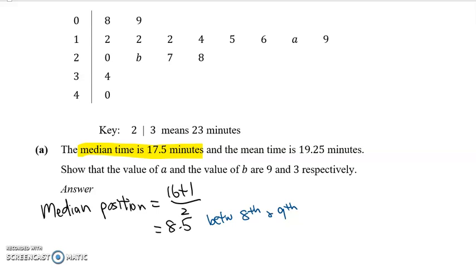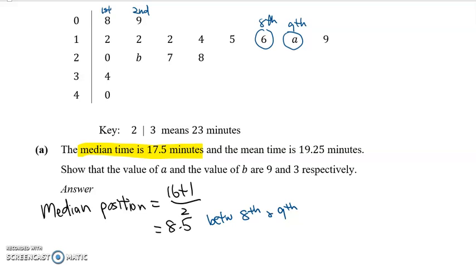If we go back to our stem and leaf diagram, the smallest value will be the first, then second, and so on, third, fourth, fifth, sixth, seventh, and 8th and 9th. So these are our 8th and 9th positions, and we have to add them together to get the median time. However, because this is a stem and leaf diagram, the 8th value is not 6 minutes. The 8th value is actually 16 minutes, and the 9th value is not A minutes, but 10 plus A minutes.